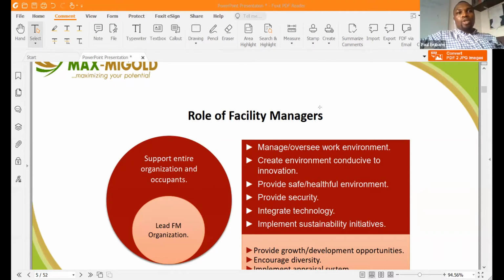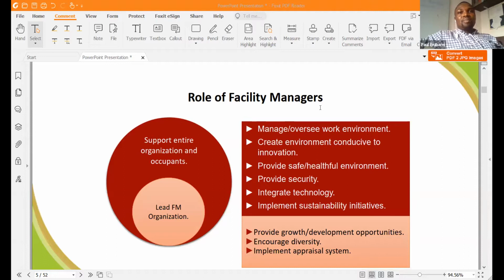So coming down to the supporting function for your entire organization, as a facility manager, you manage and oversee the work environment, right? The main function of that is you want to ensure that your work environment is conducive and is able to support the various activities going on within that organization. Also, you want to create a conducive environment for innovation. In that regard, what we're trying to say is that you ensure the environment encourages people to be innovative, to be creative in their day-to-day activities, right? You have an environment where people can be imaginative, people can come up with creative ideas to solve their various problems.